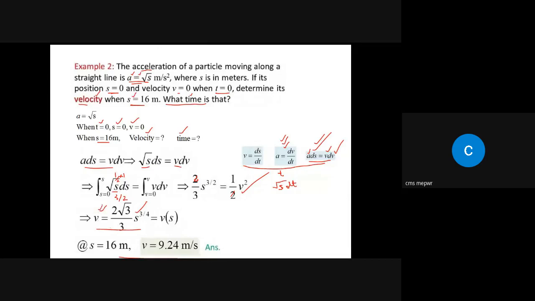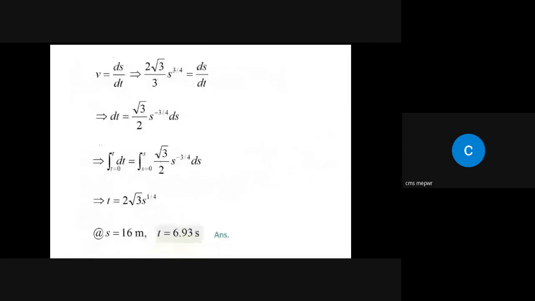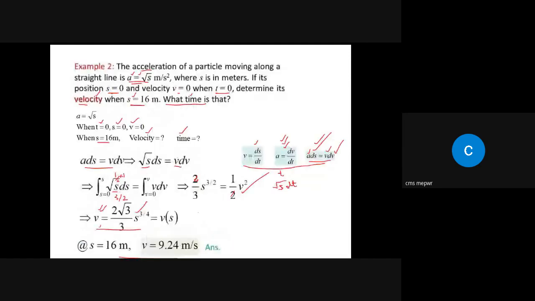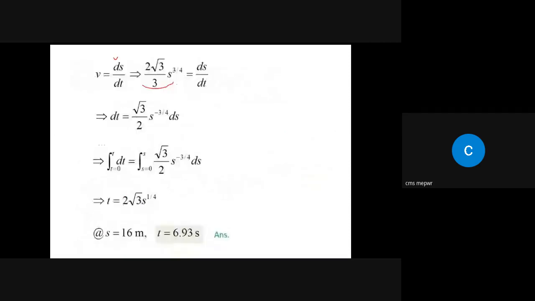So v is equal to basically ds by dt. Let's use this equation, v is equal to ds by dt. For velocity, instead of velocity, I have used the equation which I just told you, this one. So velocity is equal to this and ds by dt as it is. Let dt be moved here. So dt is equal to under root 3 by 2.